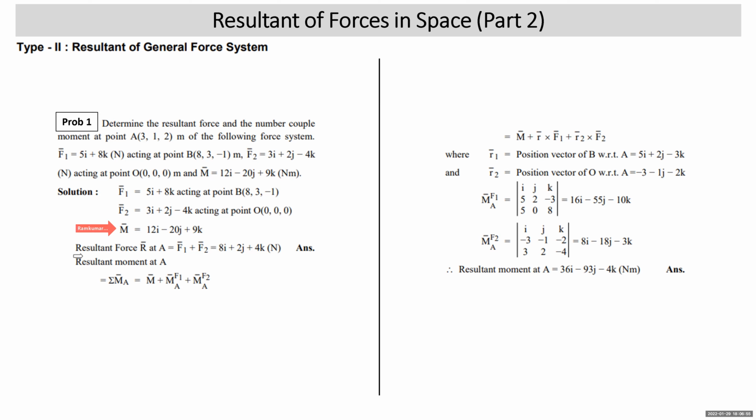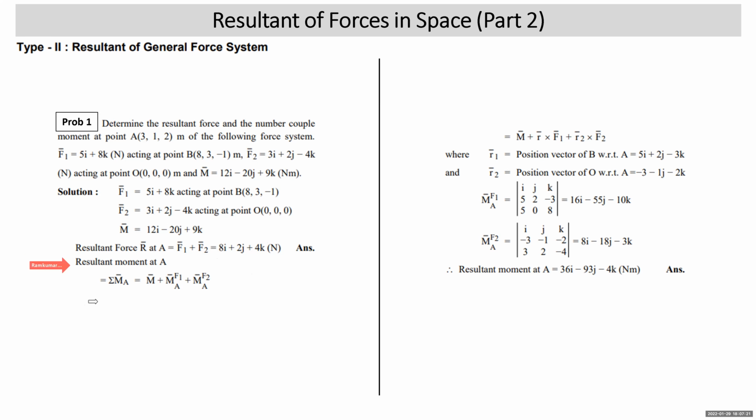Now, students, in this case, you are asked to find the resultant force and resultant couple moment at point A. So resultant force at A will be F1 bar plus F2 bar. There are only two forces in the system, and they are already given in vectorial form, so you simply sum them up. F1 bar plus F2 bar becomes the resultant force at A. If you do it, it is 8i plus 2j plus 4k. This is your one answer.